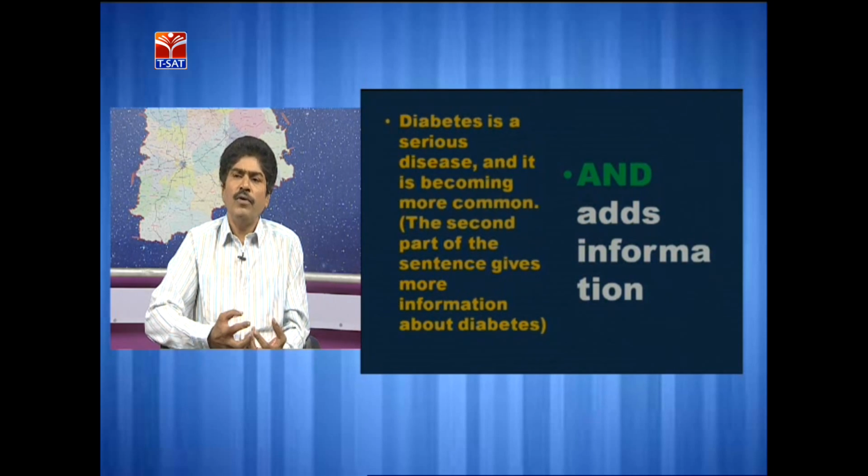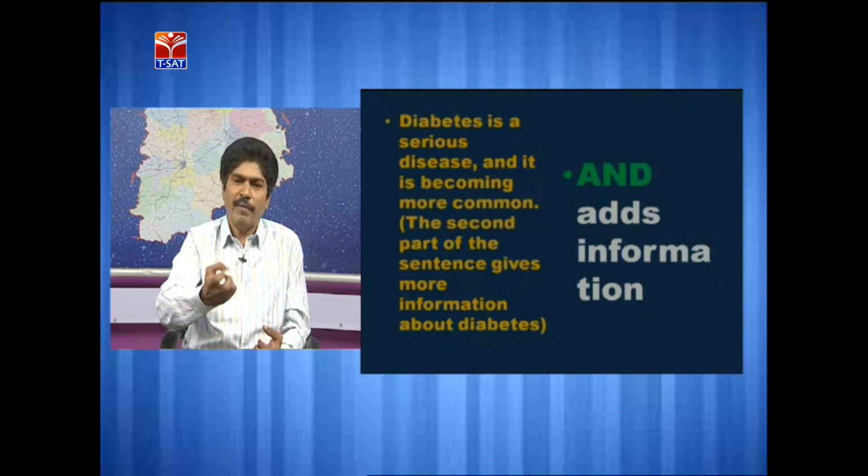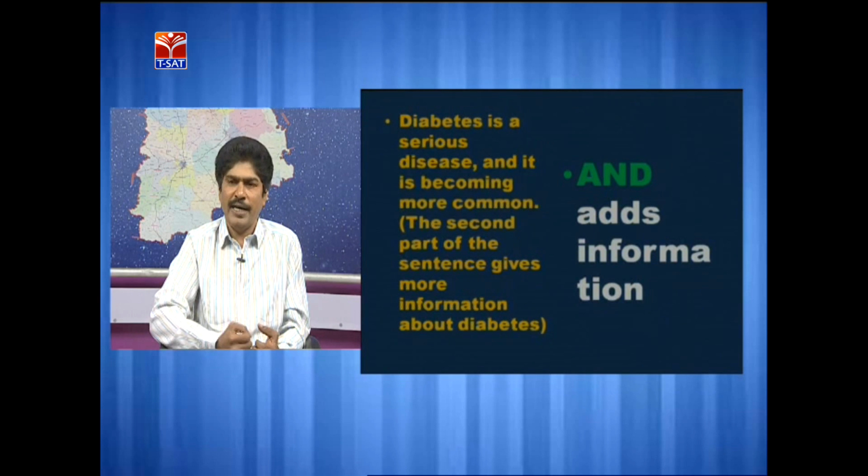And is also useful to add information. In order to add more information to our idea, we use and. Diabetes is a serious disease and it is becoming more common. Here our sentence is: diabetes is a serious disease. I would like to add some more information to it. I used and it is becoming more common. The second part of the sentence gives more information about diabetes.